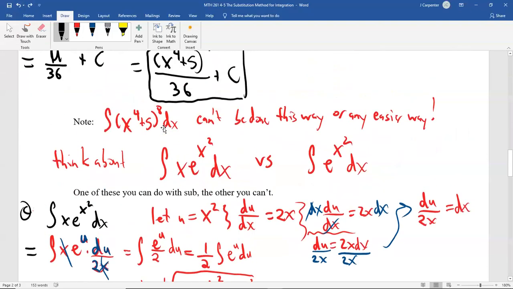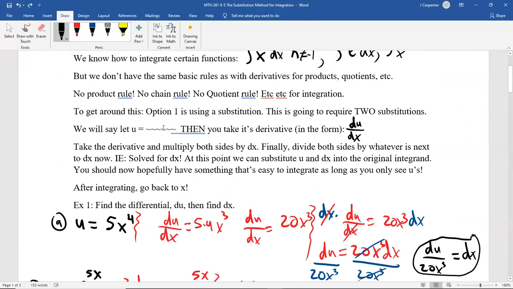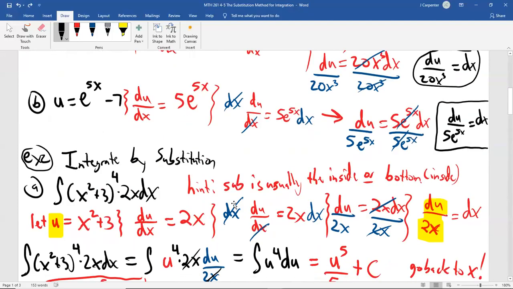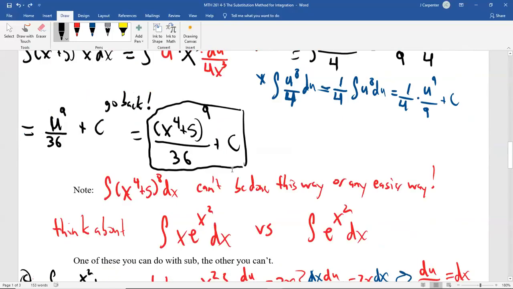So let's scroll back up, and we said, where did I write it? Here it is, hint. The substitution is usually the inside or the bottom, and if there's a lot of stuff in the bottom, it's the inside of the bottom. Usually does not mean every time.